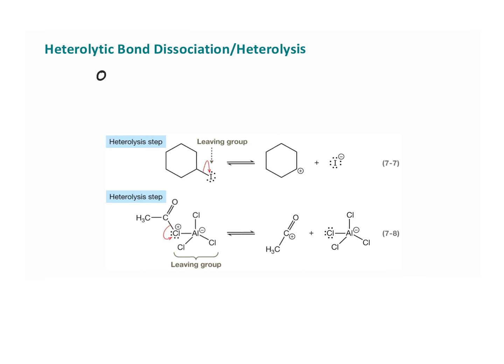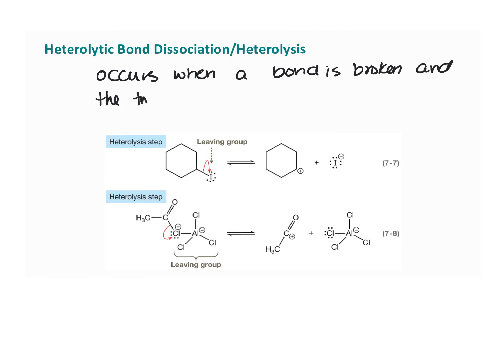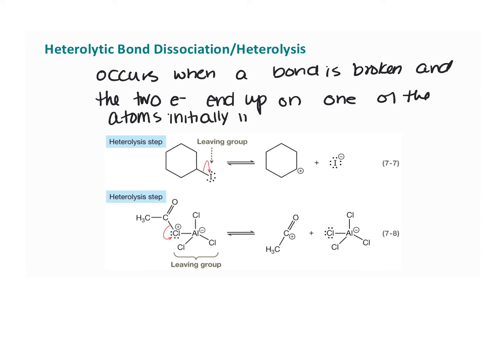This occurs when a bond is broken and the two electrons end up on one of the atoms initially involved in the bond. Okay. If you want to break this down, hetero here means different, and lysis means to break.